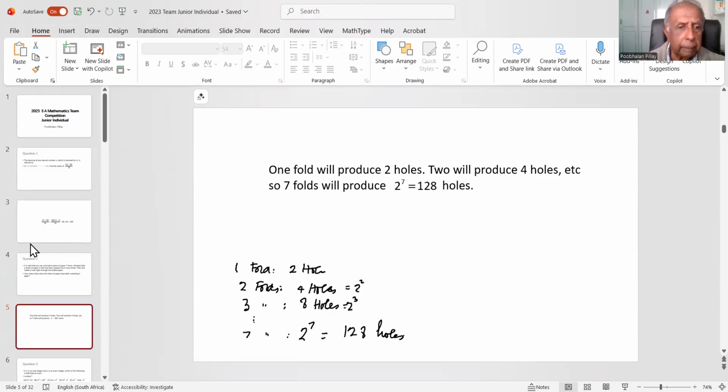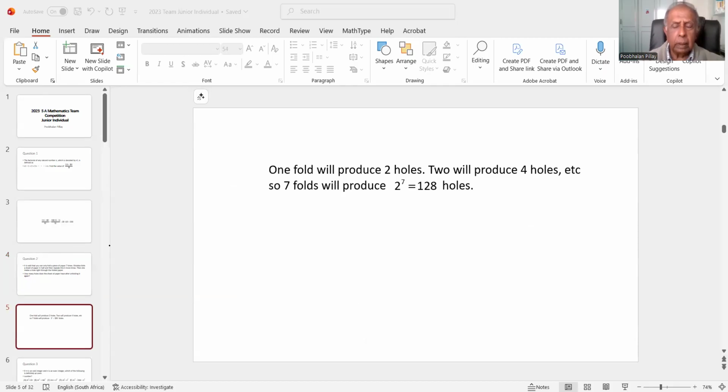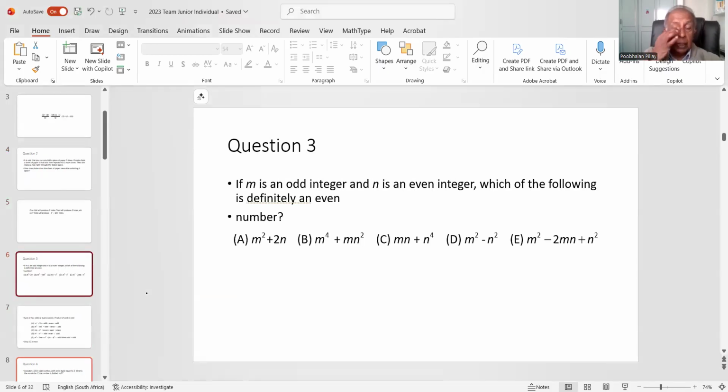Yeah, so you can see at the end you got 2 to the power of 7, which is 128. So next question: m is odd and n is even. Which of the following is definitely an even number? So you've got an odd number, so we have to know what happens when you multiply and add odd numbers and even numbers.